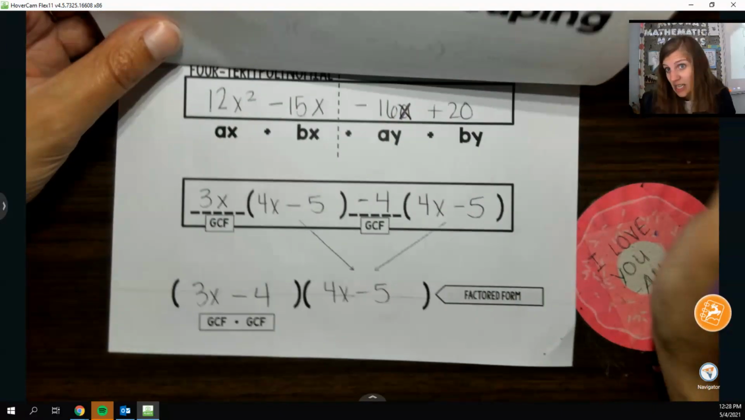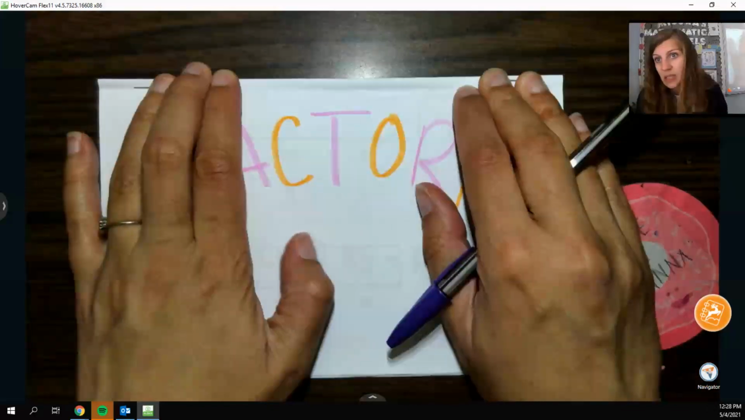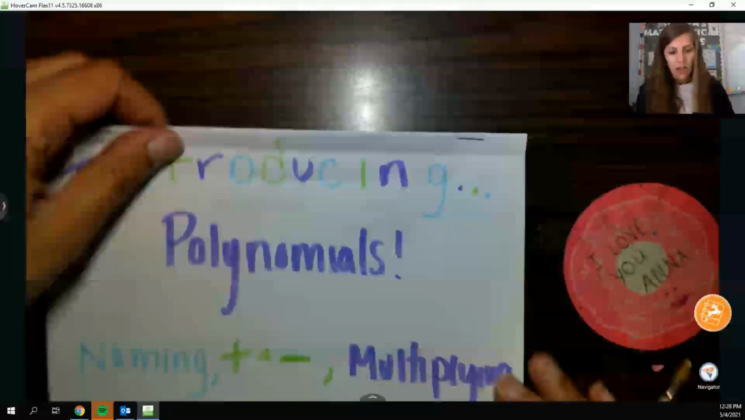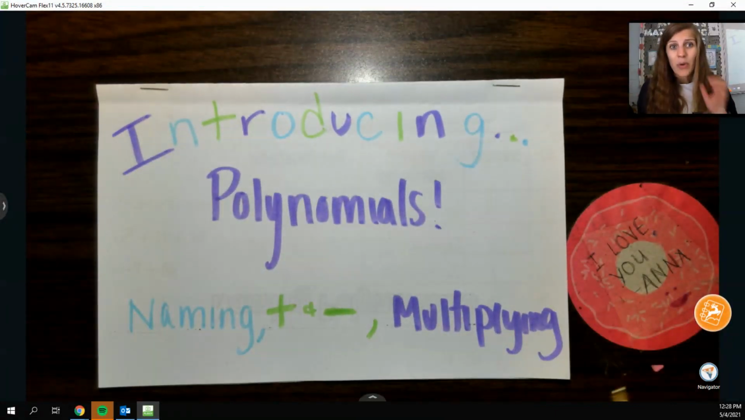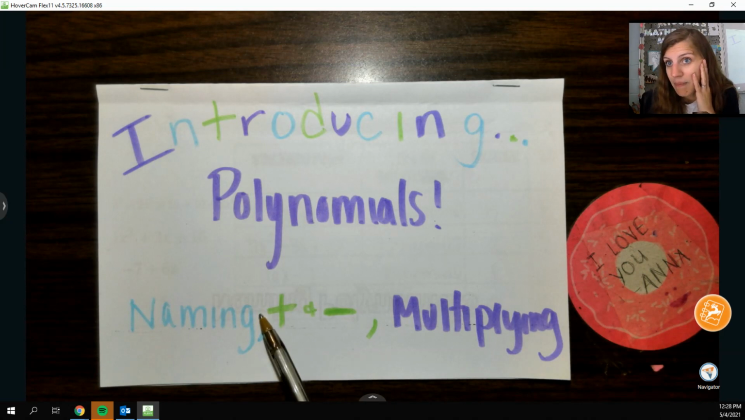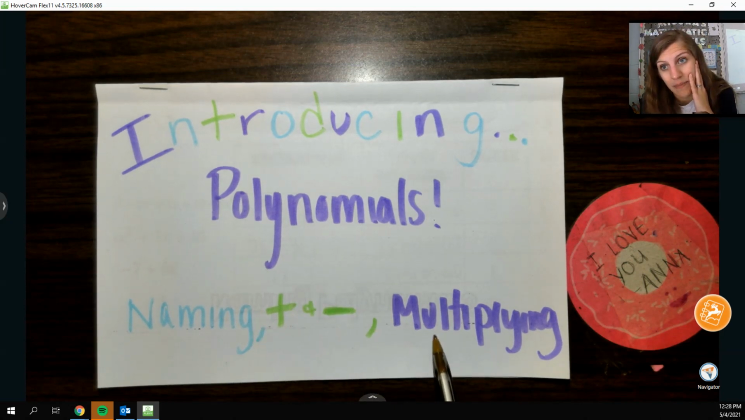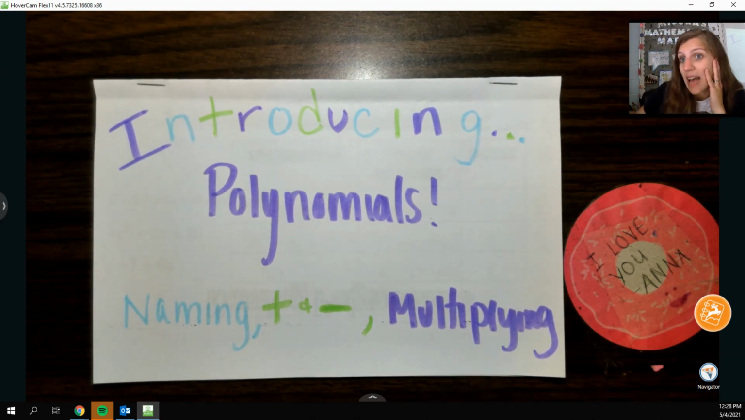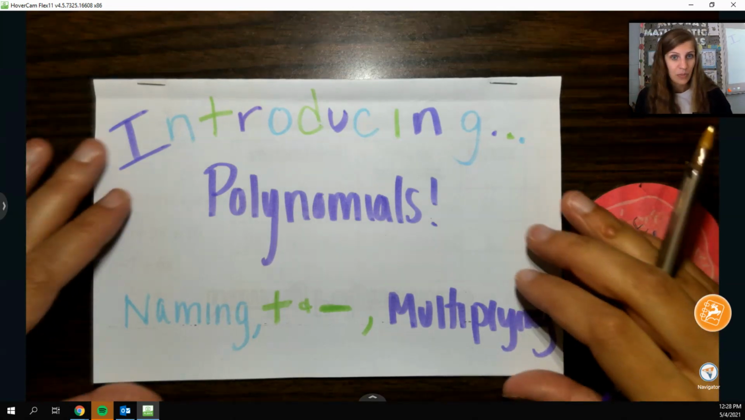Factoring is sort of like dividing, but I don't lose any information. If we grab our other set now, if we remember before that, we were talking about polynomials and how I name them, how I add and subtract them, and how I multiply them. And again, the multiplying was kind of the biggest deal, where we were doing the box. And then factoring is the exact opposite of that. That can sometimes be tricky here.